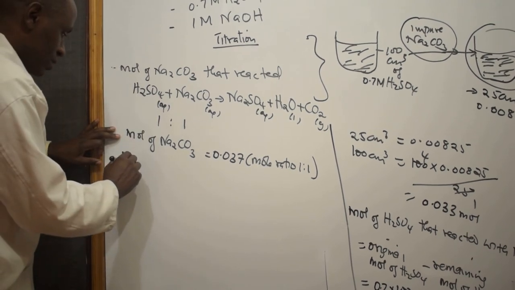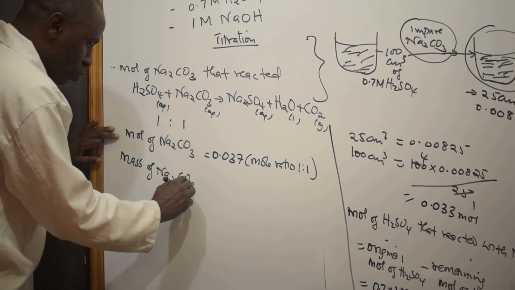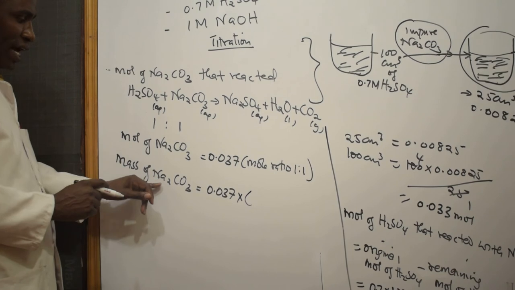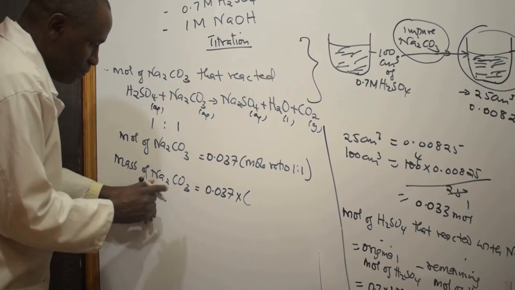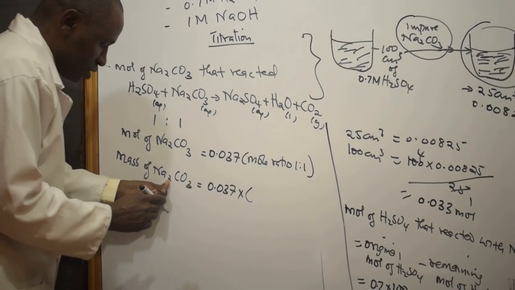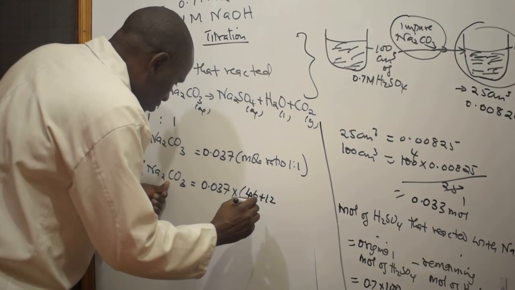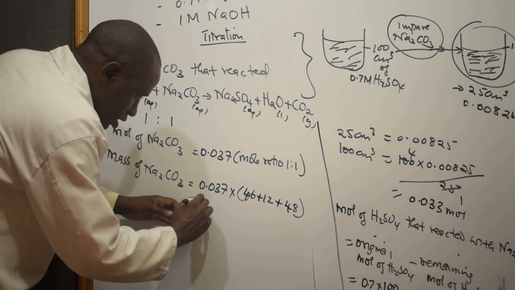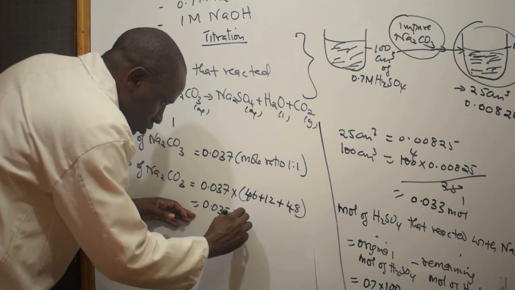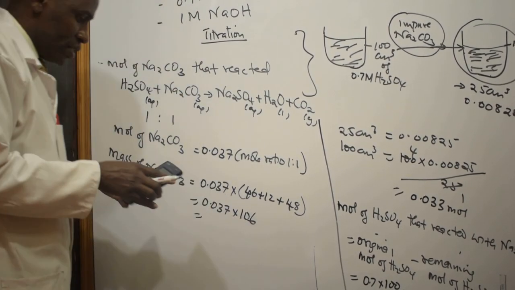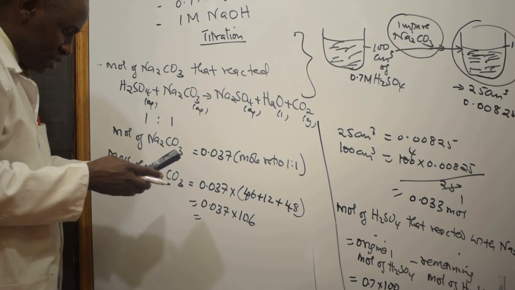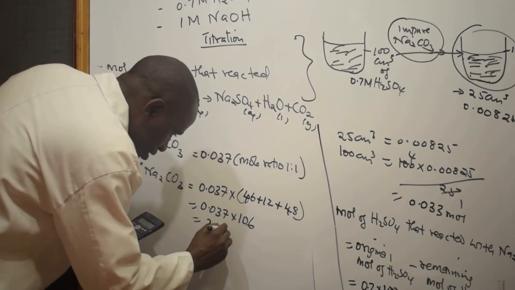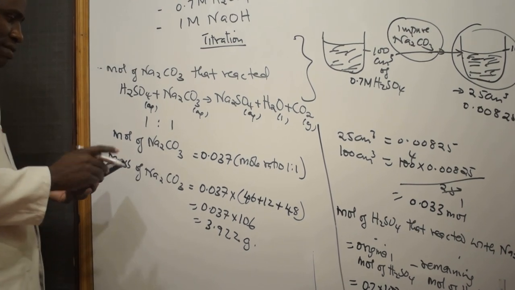Now, let me get the mass. The mass of sodium carbonate will be gotten from the 0.037, and I'm going to multiply by the RFM of sodium carbonate. Now, the RAM of sodium is 23, therefore 23 times 2 is 46, carbon is 12, and oxygen is 16 times 3, which is 48. When you work that out, you get 106. So 0.037 multiplied by 106, and I'm going to get exactly 3.922 grams.